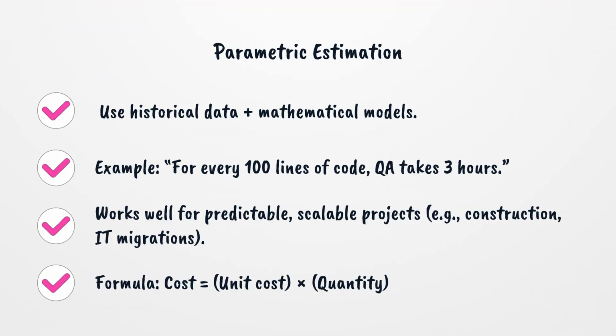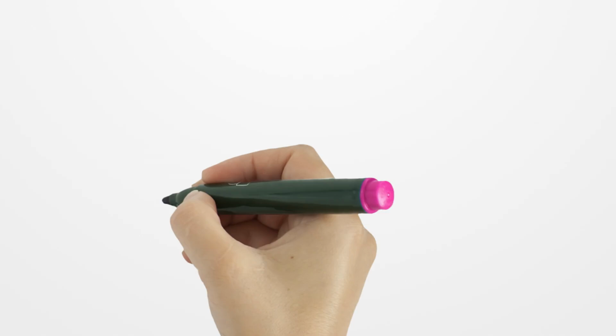2. Parametric estimation. Use historical data plus mathematical models. Example: for every 100 lines of code, QA takes 3 hours. Works well for predictable, scalable projects, e.g., construction, IT migrations. Formula: cost equals unit cost times quantity.